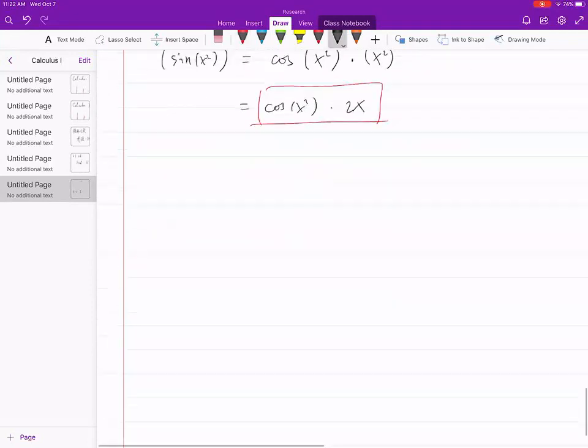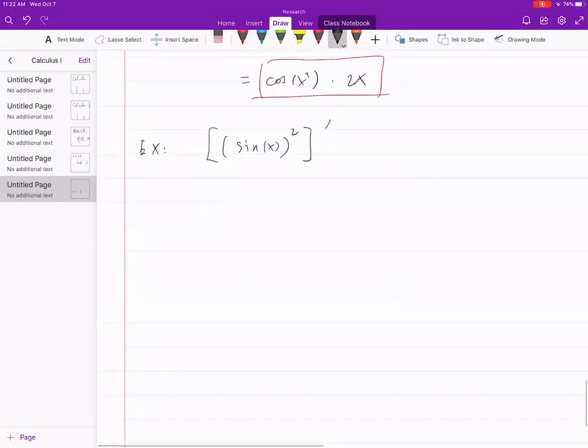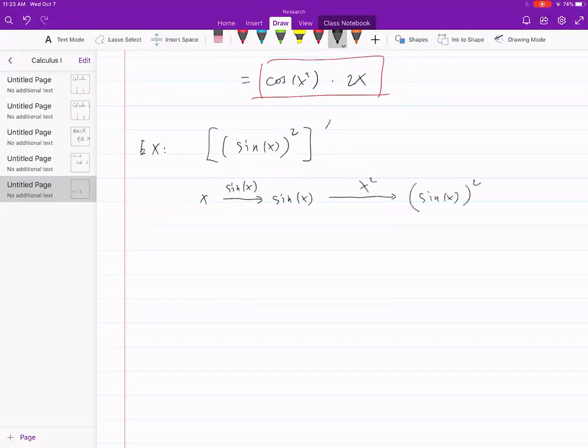All right. Let's try some examples. How do you handle this? It's still two functions, but this time the order is changed. I do sine x first. I do x squared later. The derivative here is 2x. The derivative here is cosine x.